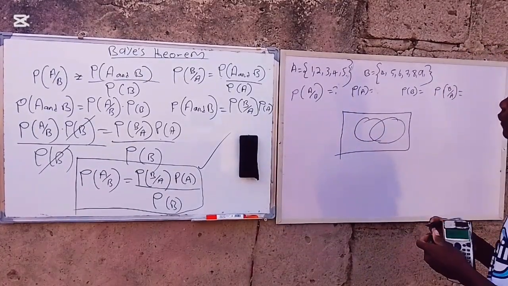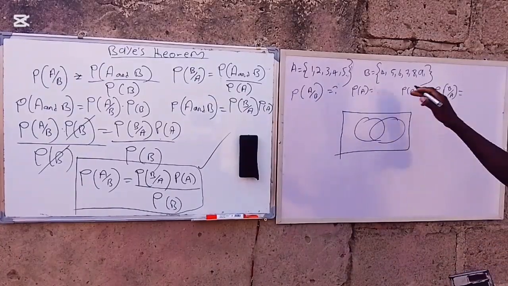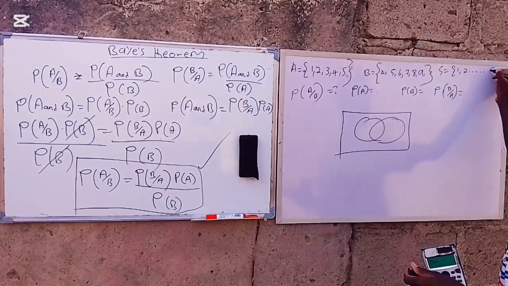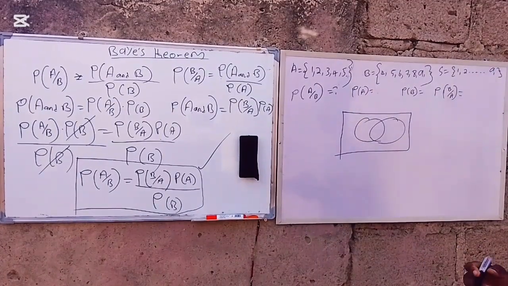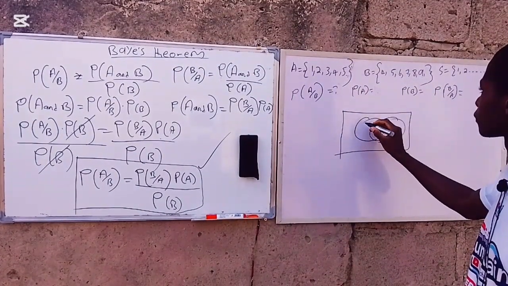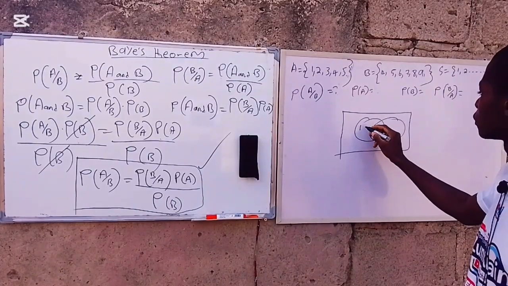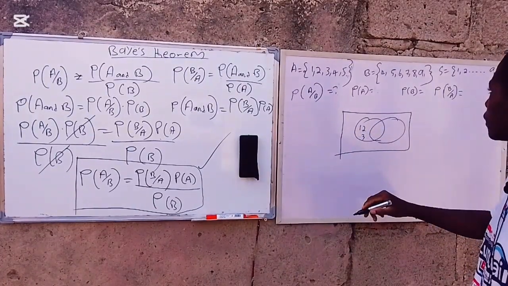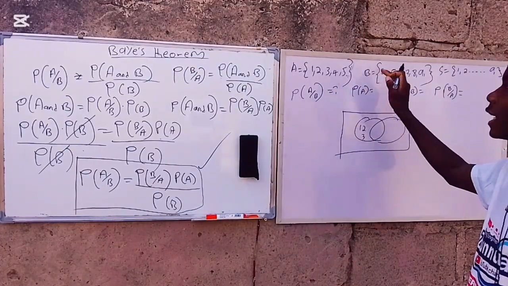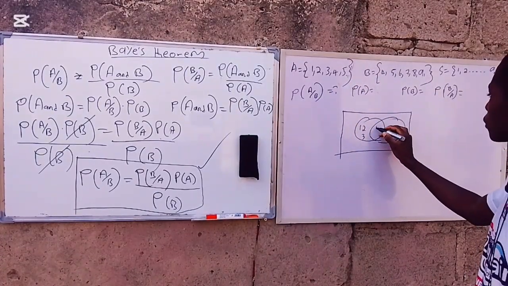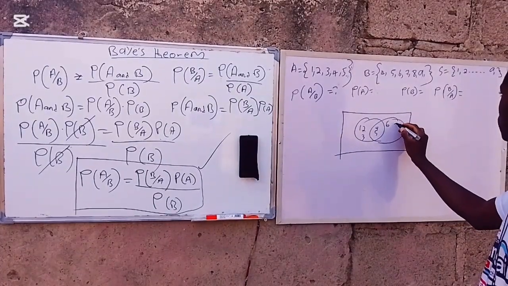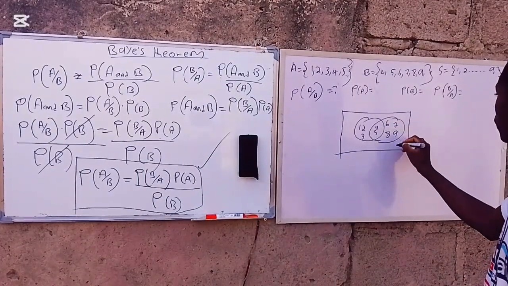So what will be the sample space? The sample space should now be from 1 to 9. So in A, I have 1, I have 2, I have 3, but I have 4 and 5, but 4 and 5 appear in both A and B. So I'll have 4 and 5 here. And the rest I'll have 6, 7, 8, and 9.